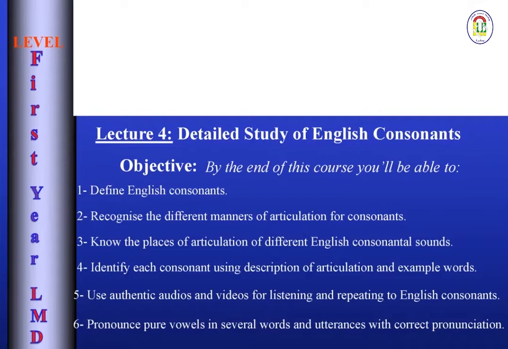The main objectives of the current course are to define English consonants, recognize the different manners of articulation for consonants, know the place of articulation of the different English consonantal sounds, identify each consonant using the description of articulation and example words, use authentic audios and videos for listening and repeating English consonants, and pronounce vowels and consonants in several words and utterances with correct pronunciation.